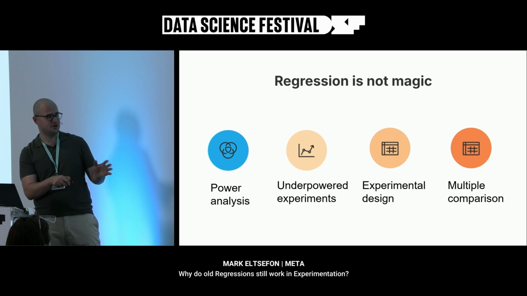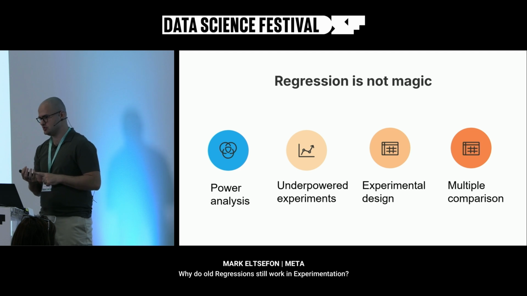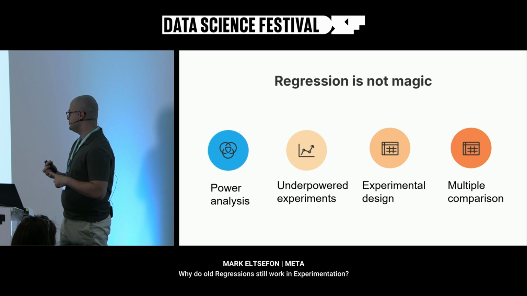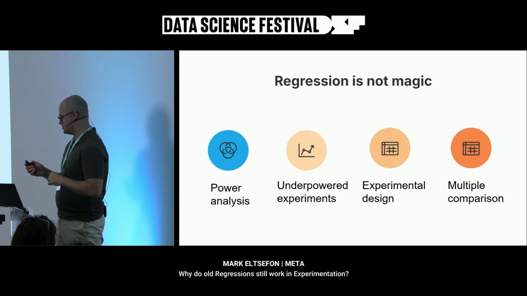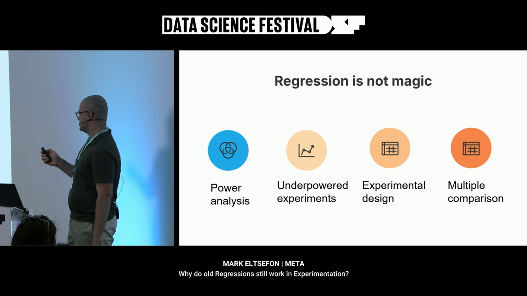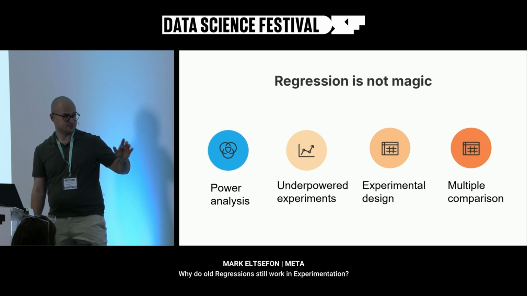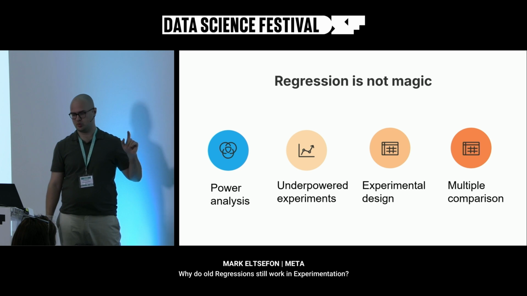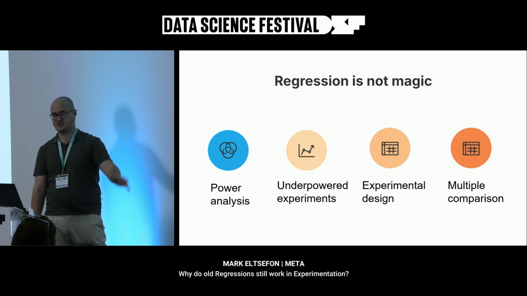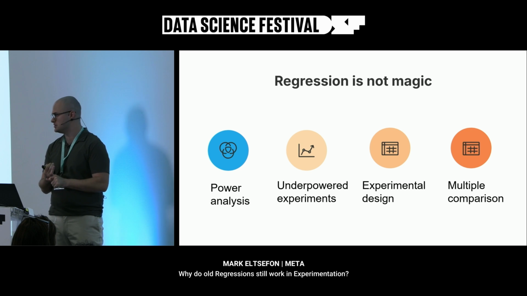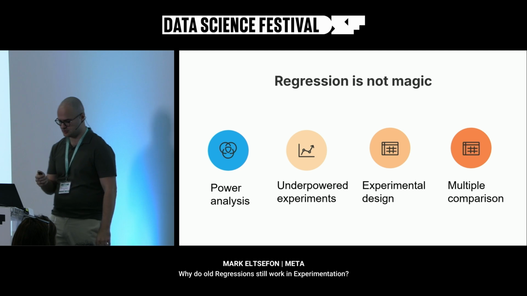The third one is experimental design. If you have flaws in your design, issues with randomization, inter-user connection so that the points in your experiment are not independent, or just bugs, regression also won't help you here. And the last but not least, multiple comparison. It also won't help you to fix common issues like cherry-picking a result, or when you have multiple variants without correction. Regression won't help you here as well.